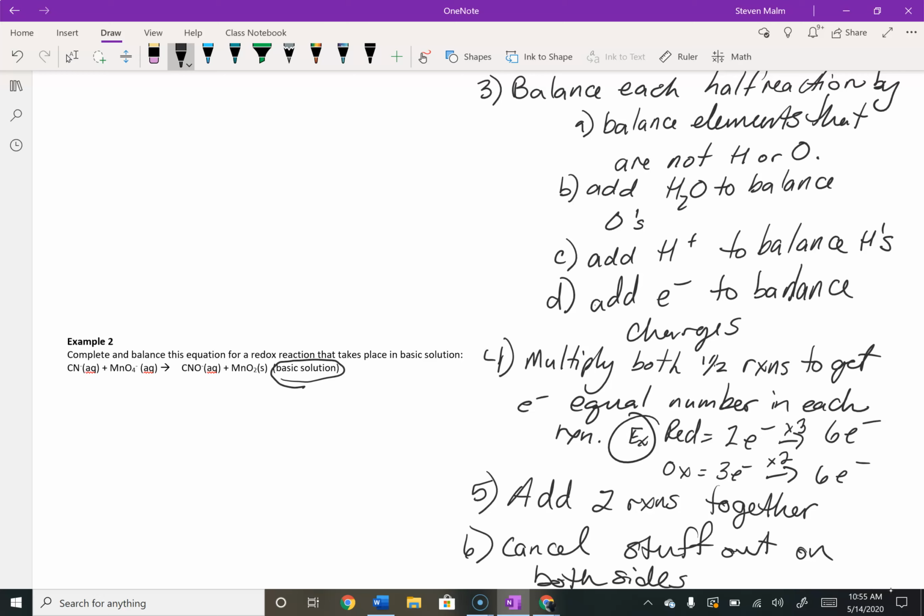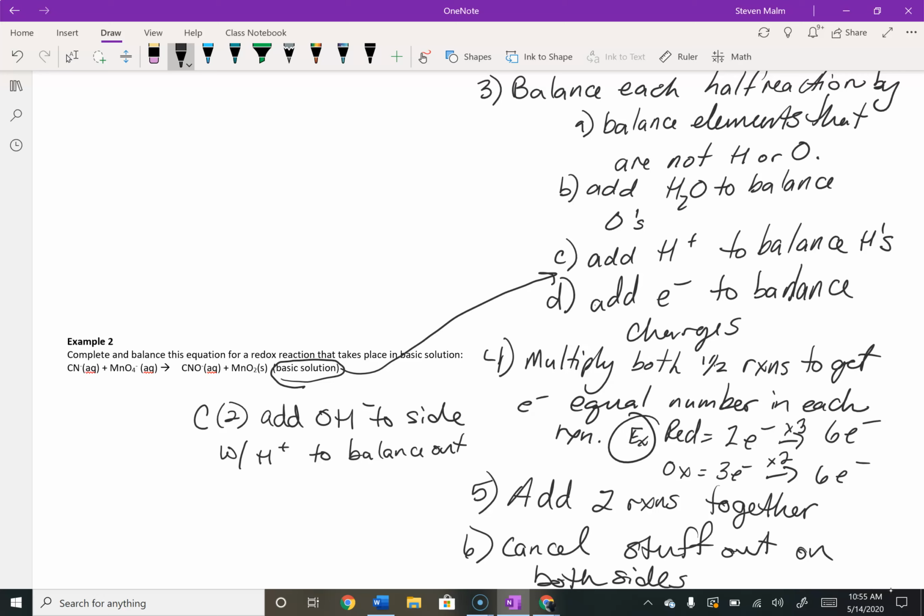And that step is actually added here. And that step says to, C2 is what we'll call it, add OH to side with H plus to balance out H pluses. Yeah, so it's a weird thing. All right, I will come back to this in a little bit.